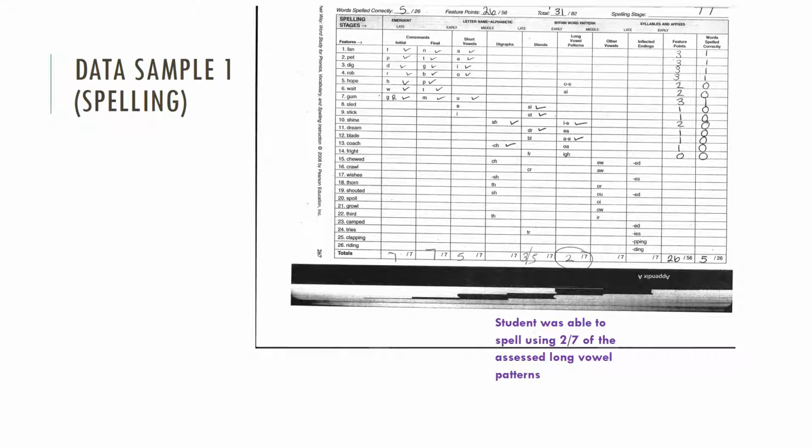The student, I gave him 7 out of 7 for the initial consonants, 7 out of 7 for the final consonants. He knew 5 out of 7 of the assessed short vowel patterns. He was able to do 2 out of 2 of the given digraphs, 3 out of 5 given blends, and the area I decided to focus on was long vowel patterns, and he was assessed on 7 long vowel patterns and only knew 2. So I'm going to use that later when deciding to write a new goal for him, as well as look at where he's at for his current goal.